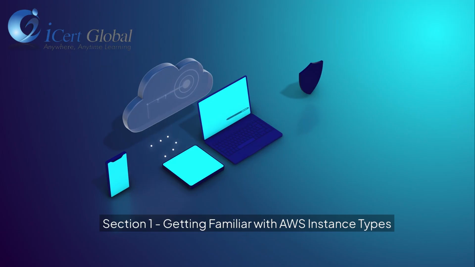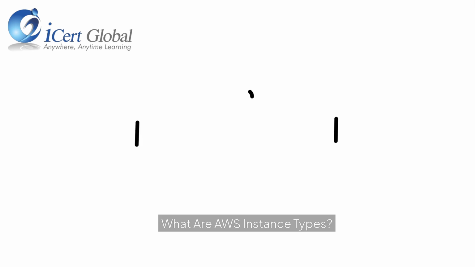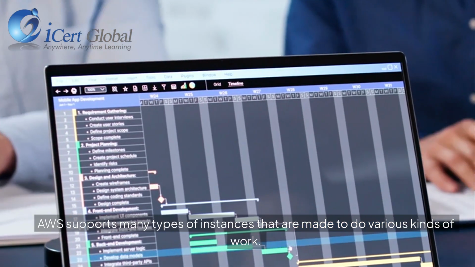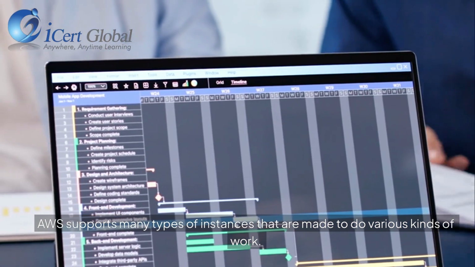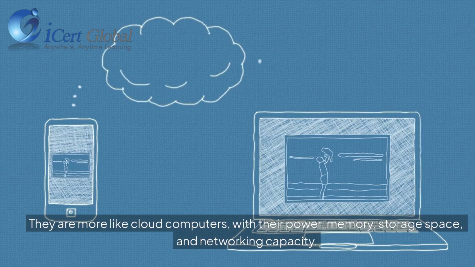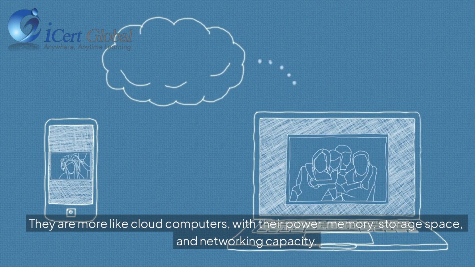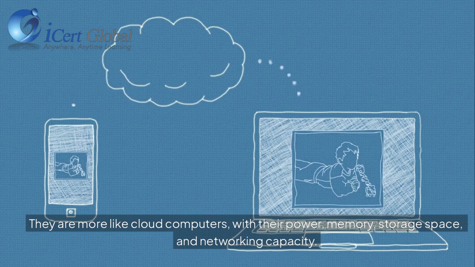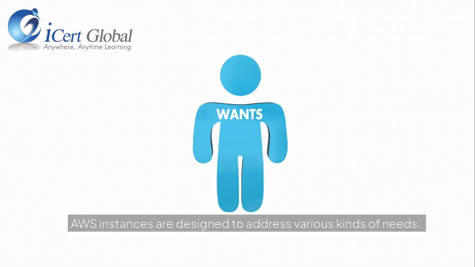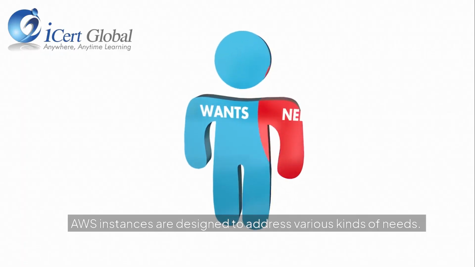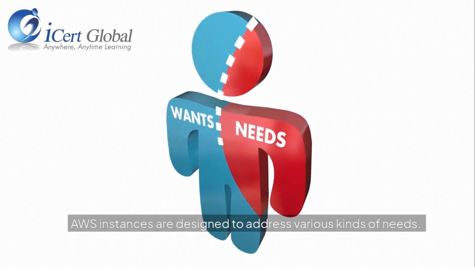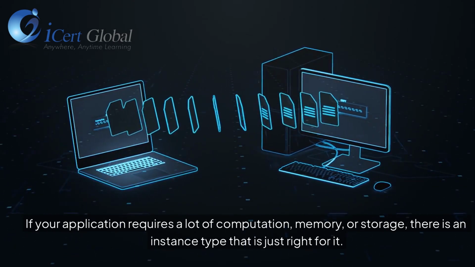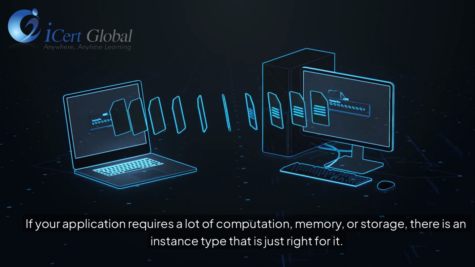Section 1. Getting familiar with AWS instance types. What are AWS instance types? AWS supports many types of instances that are made to do various kinds of work. They are more like cloud computers, with their own power, memory, storage space, and networking capacity. Various workload requirements: AWS instances are designed to address various kinds of needs. If your application requires a lot of computation, memory, or storage, there is an instance type that is just right for it.